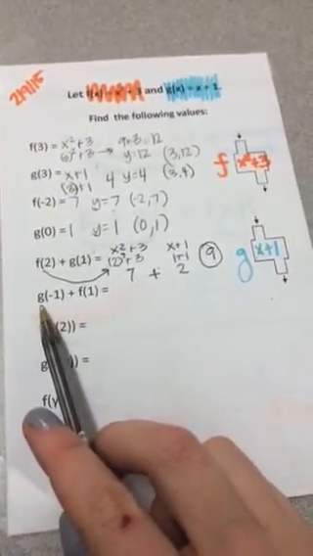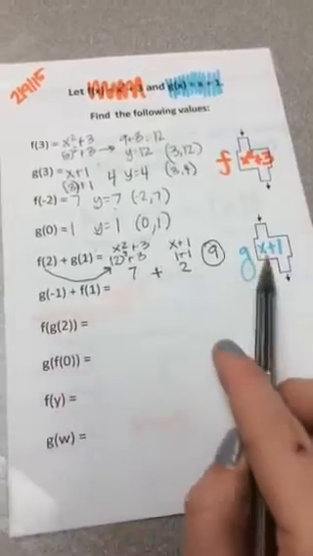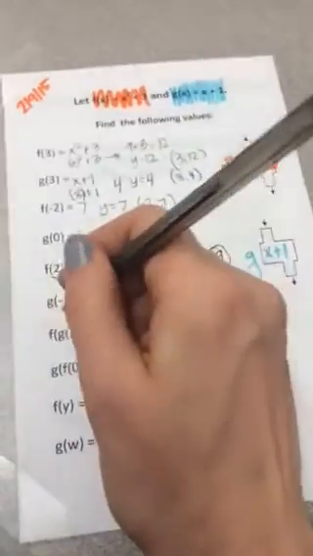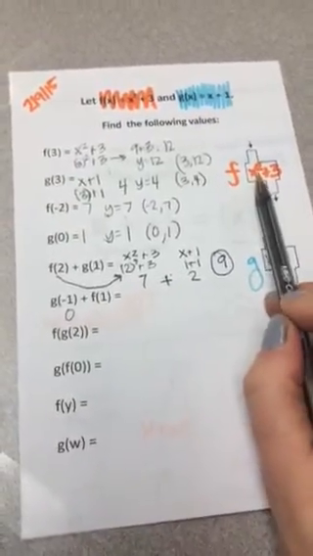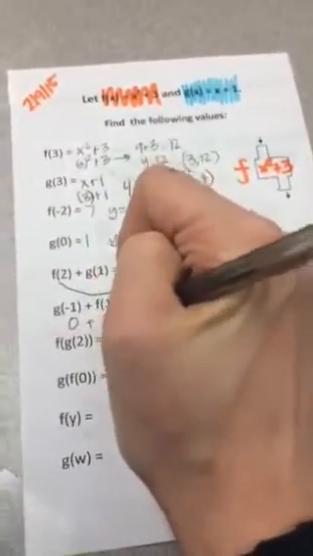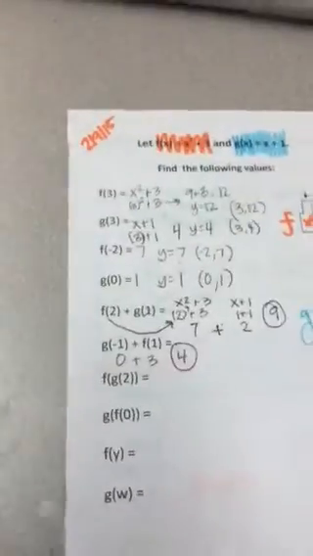Let's go ahead and do it again. This time we're evaluating for g first. So if I put in a negative 1 plus 1 is 0. If I put in a 1, 1 times 1 is 1, plus 3 is 4. When I add them together, I get 4.